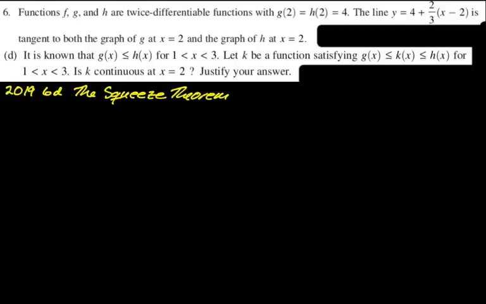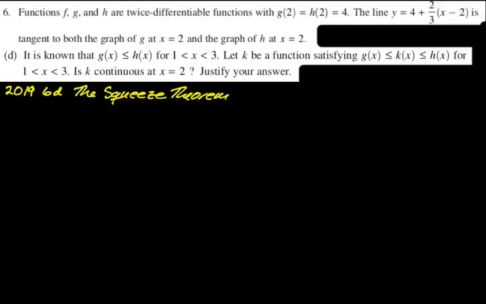You were told so much information about this. The functions f, g, and h are twice differentiable. g of 2 equals h of 2 equals 4. We don't actually need this line stuff for this particular problem, which I think is good. It's known that g of x is less than or equal to h of x between 1 and 3. That's important. We also know that k is a function satisfying g is less than k is less than h. So if g and h are differentiable, then they're continuous, which means we're going to know basically that k is also continuous, but our question here is, is it?